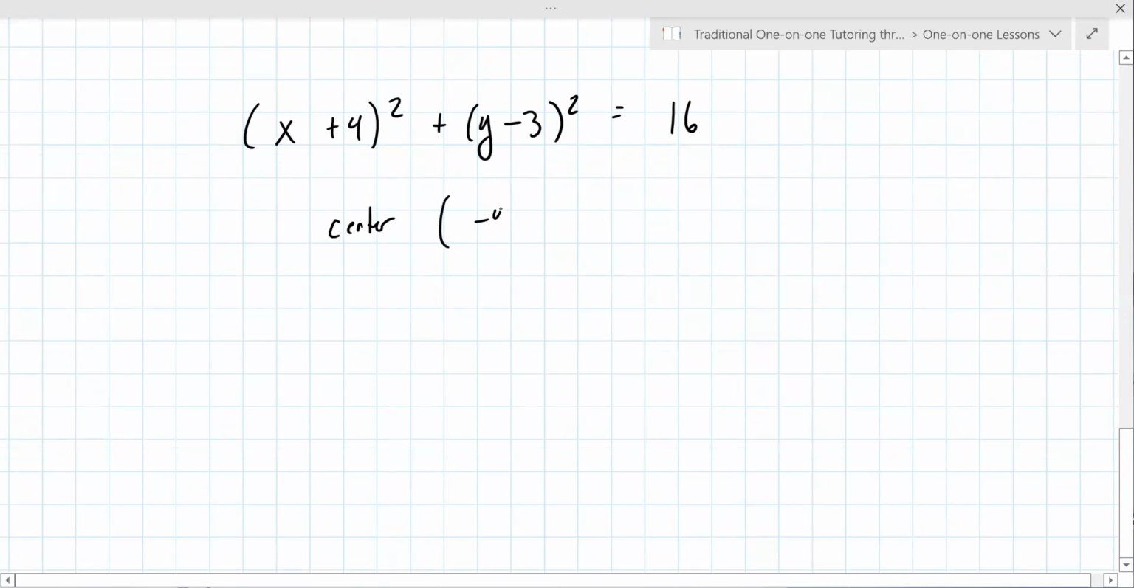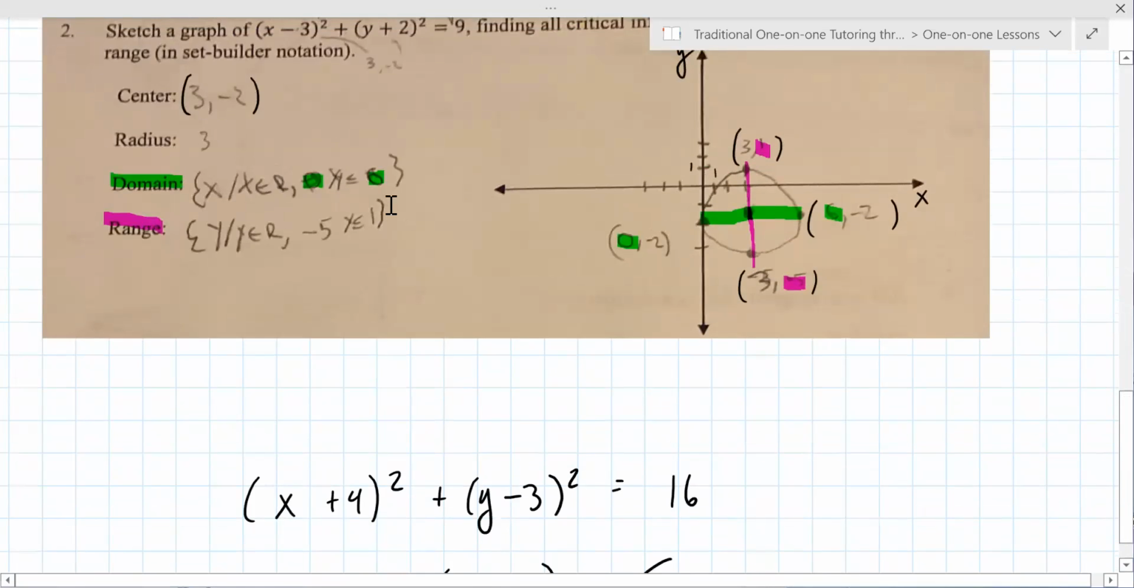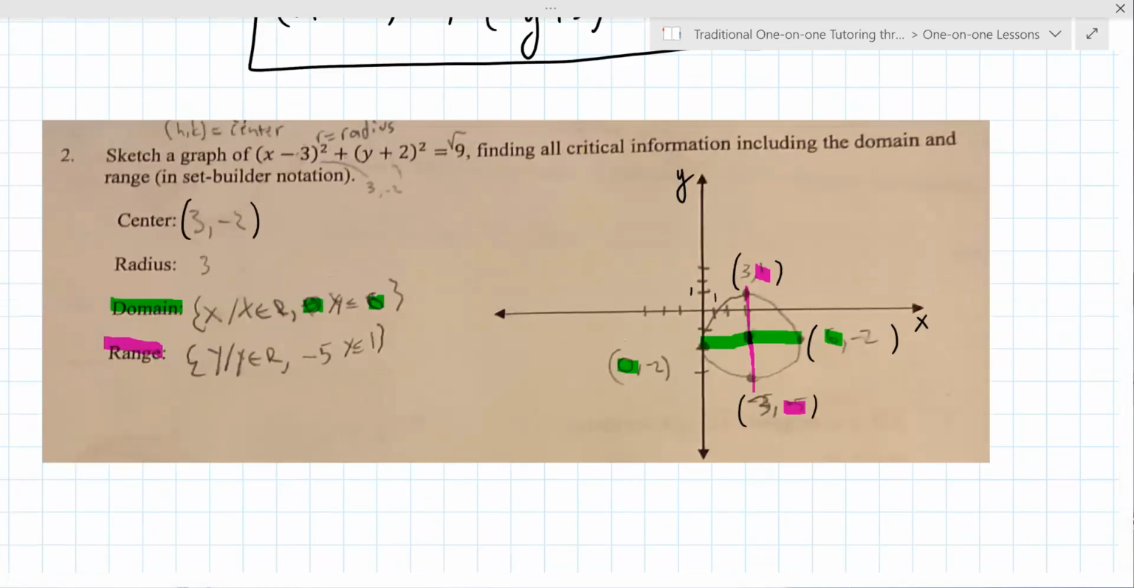Let me give you one example here. Let me ask you for x plus 4 squared plus y minus 3 squared equals 16. Can you tell me the center of this circle? -4 and +3. Okay. Yep, that's good enough. All right. Knowing why isn't going to help right now. Okay, cool. I'm fine with that, to be honest.